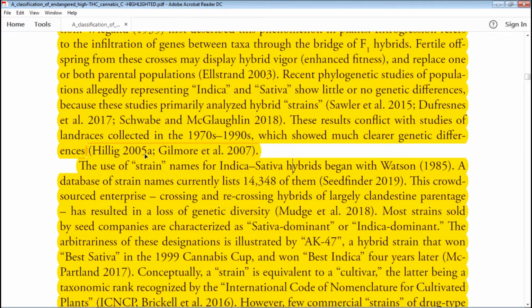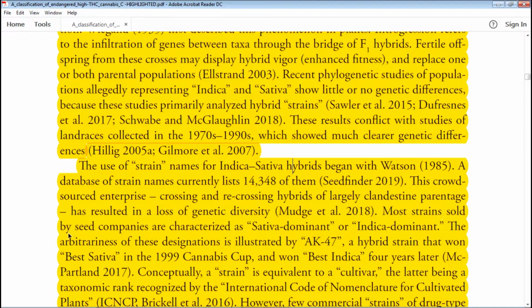The use of strain names for indica sativa hybrids began with Watson, 1985. A database of strain names currently lists 14,348 of them. Seedfinder, 2019. This is a great website if you want to look up any kind of plants or strain you might have that might be in the galaxy. This crowdsourced enterprise, crossing and recrossing hybrids of largely clandestine parentage, has resulted in a loss of genetic diversity.